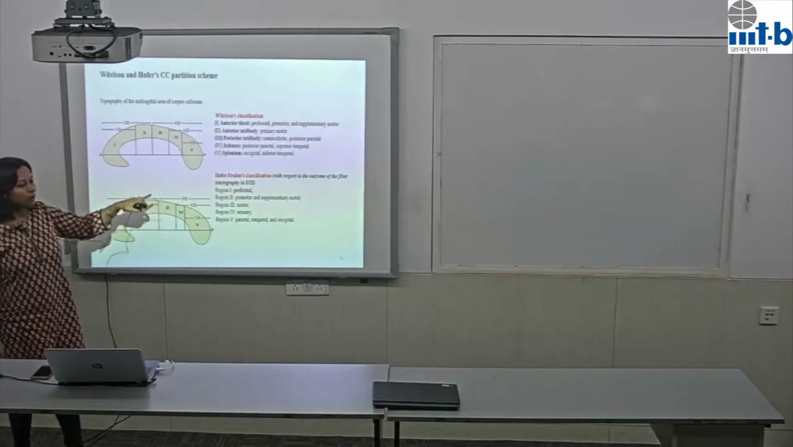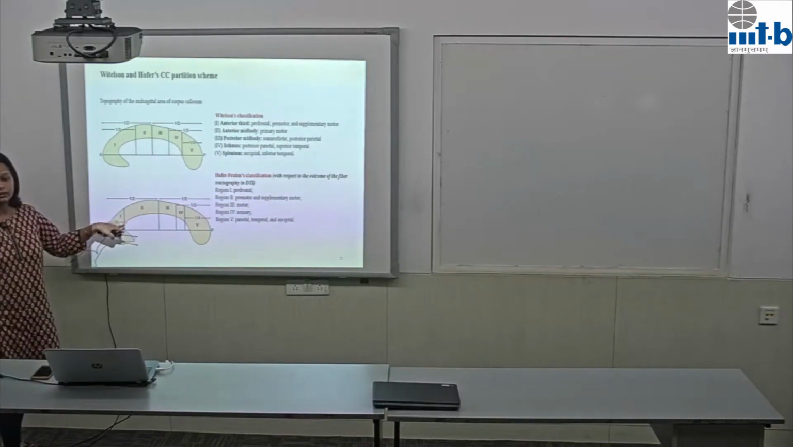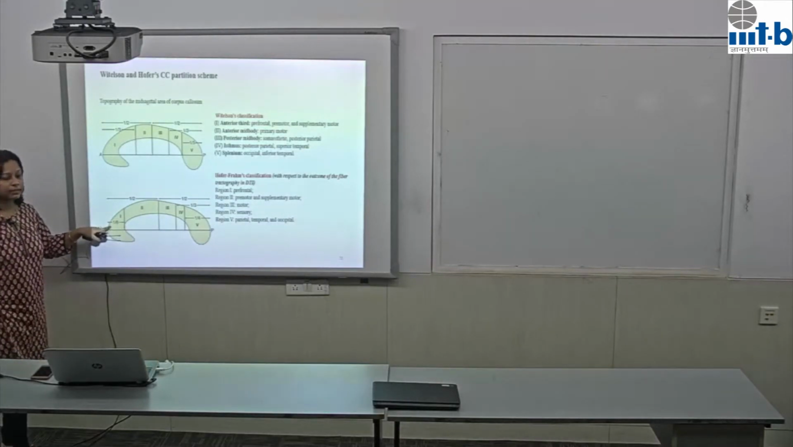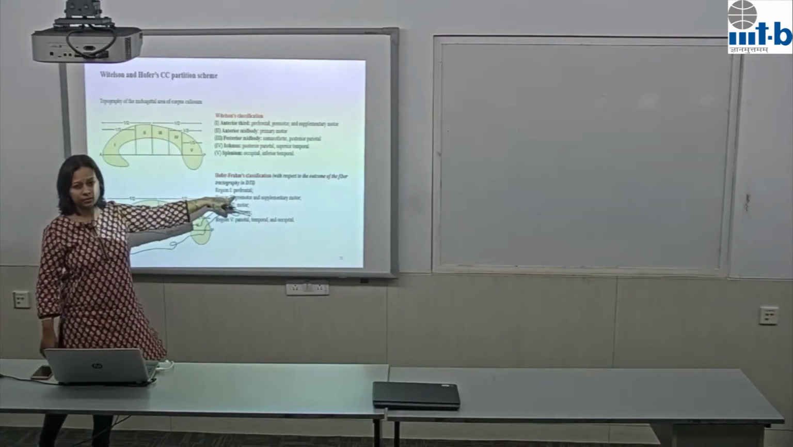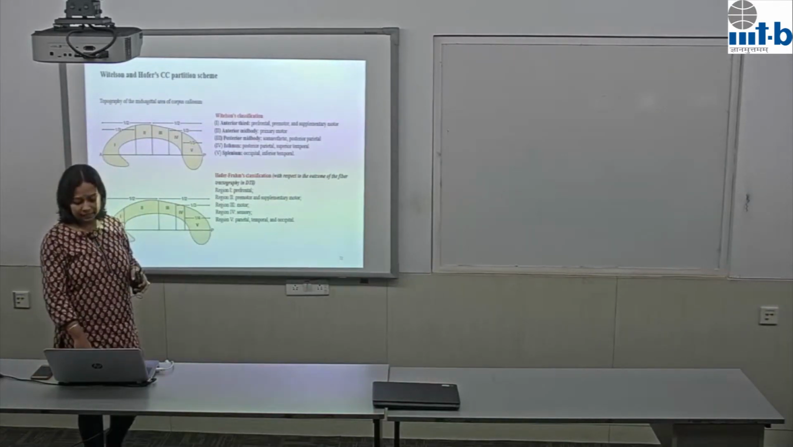On the other hand, in Hofer's classification, the first region consists of 1/6 of the total corpus callosum. That means the fibers passing through it are connected only to the prefrontal region. So these two are the well-known classification schemes that are used in our study.